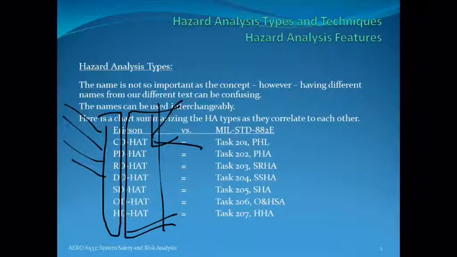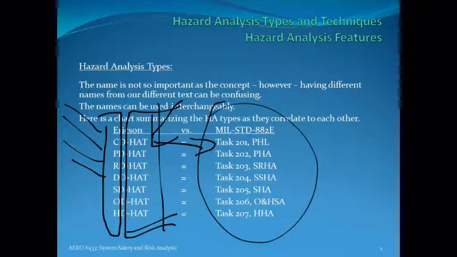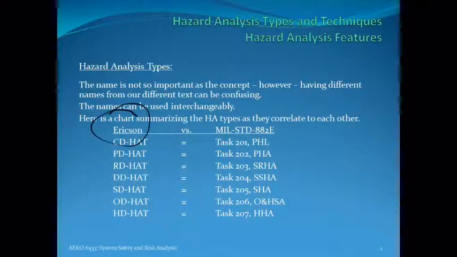And they directly correlate over to the different hazard analysis types that are presented in your government documents, MIL-STD-882 and the Air Force System Safety Handbook. Those are presented as tasks, task 201 through task 207 in that order. They directly correlate between the Erickson names for the types and the government names for the types. So hopefully that helps it be a little bit clearer.